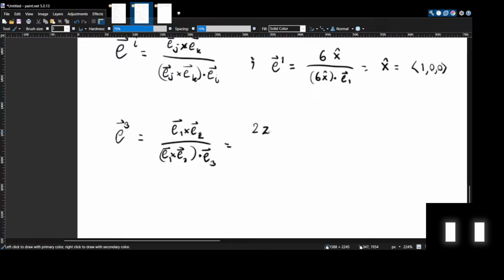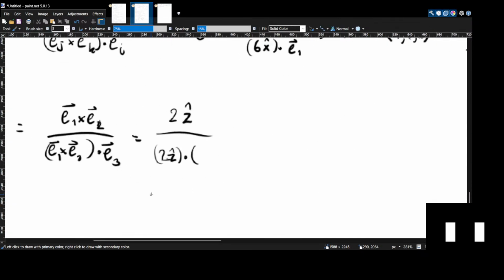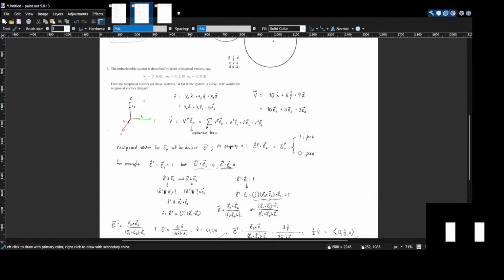There's going to be 2C. Then it's also going to be 2C dotted with the E3, which is going to be in the 3C. So all of this will give us 1 over 3 in the C direction. And that is our reciprocal vectors. So that answers this problem.